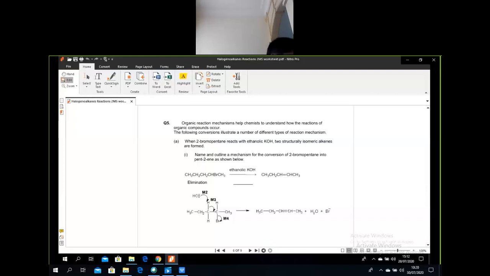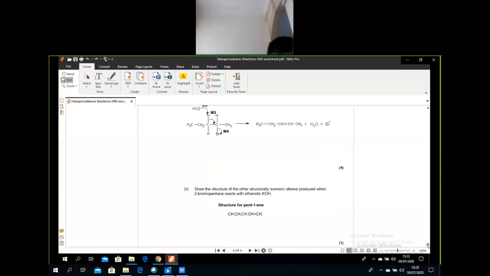The OH minus has a lone pair of electrons. The lone pair can make a covalent bond with the hydrogen, because the hydrogen's electron is being taken by the carbon. The carbon's electron is being pulled by the bromine, by the halogen. And then there is an overlap of the p orbitals.